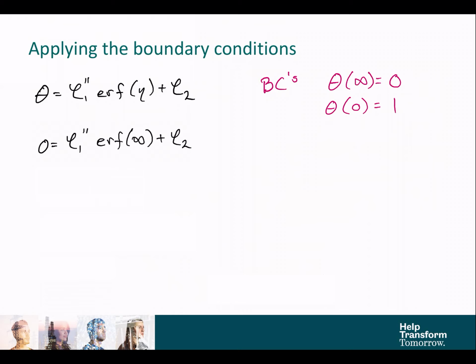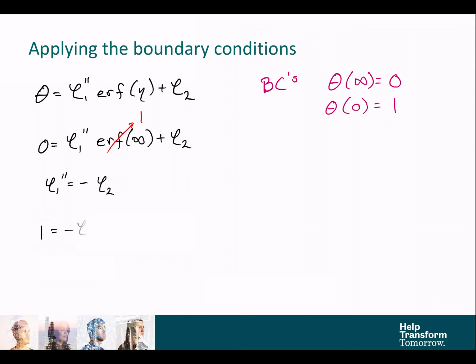We get that 0 equals the constants times the error function of infinity. What is the error function of infinity? You can look this up on a table, or you can enter it into Excel or any computational software. But the error function of infinity is just 1. So from our first boundary condition, we get that C1 is just the negative of C2.